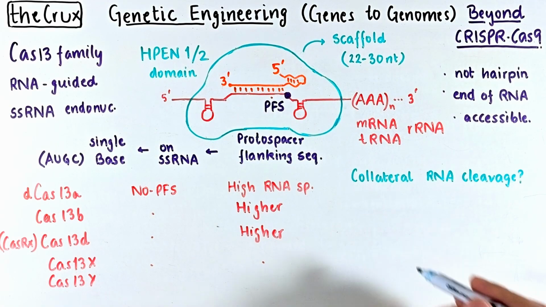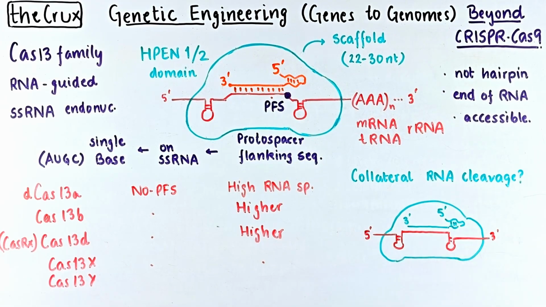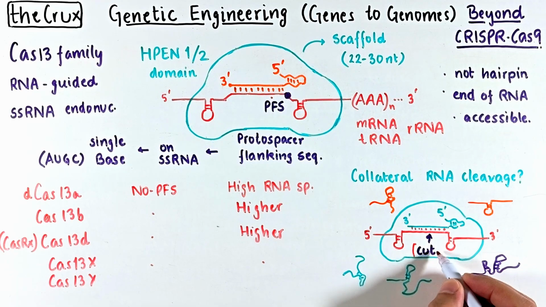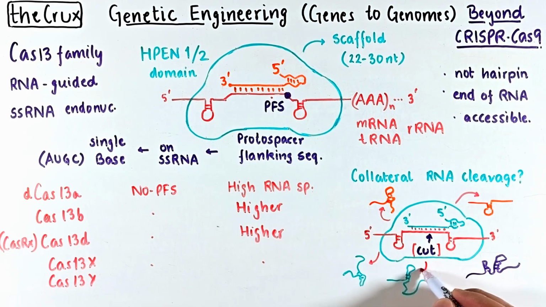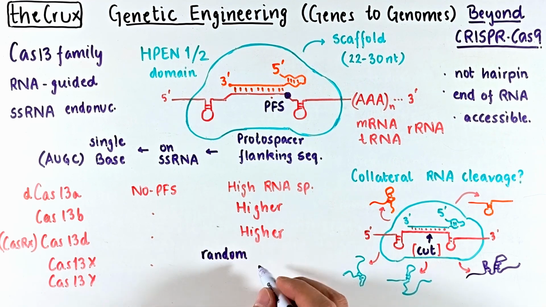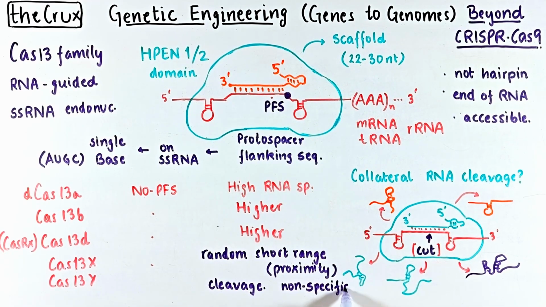So, what is collateral activity? From the RNA perspective, when a Cas13 enzyme binds its target RNA and makes a cut, it is possible that there are other RNA molecules floating in the space around it when the cut is made. So, as soon as the cut is made, the Cas13 goes into a frenzy and starts cleaving all the RNA around it. So, collateral cleavage is a random short-range or short proximity-based RNA cleavage where non-specific and random RNA is cleaved when a Cas13 engages its specific target.